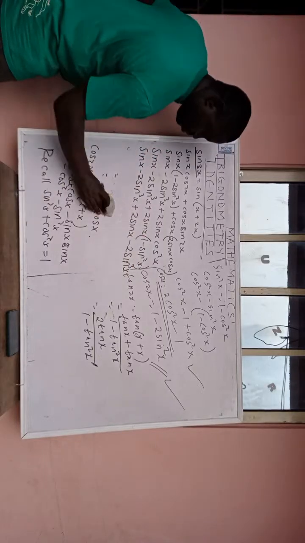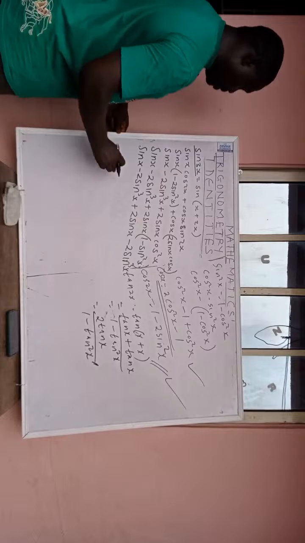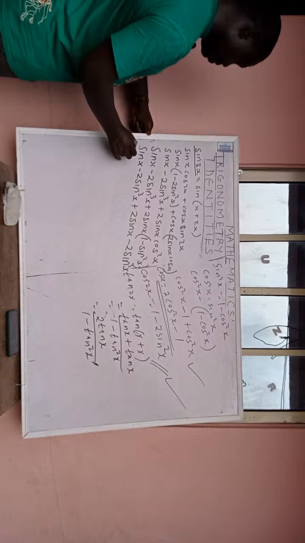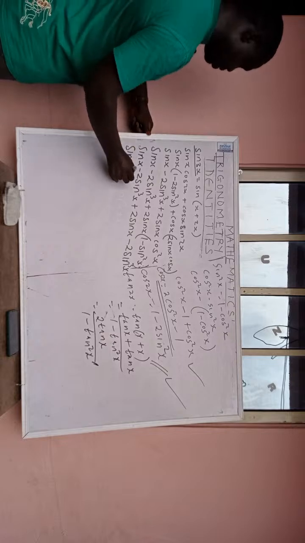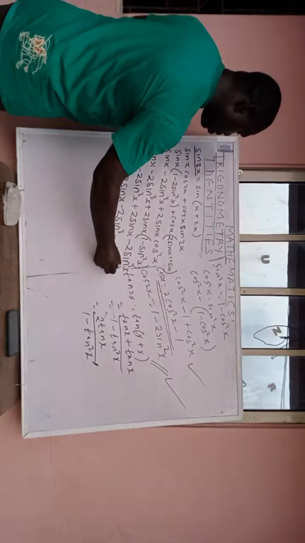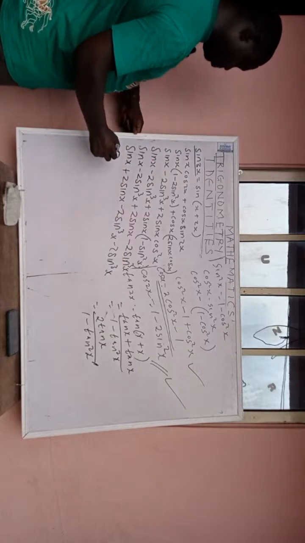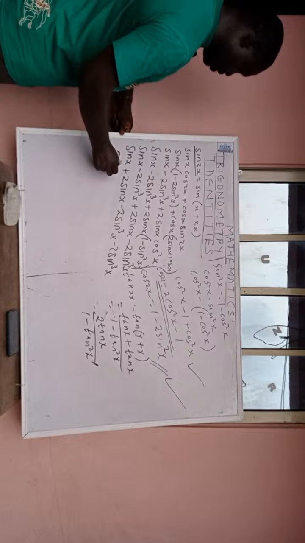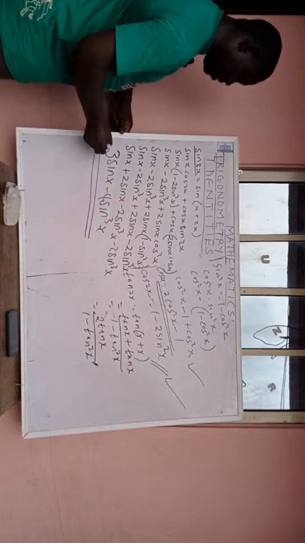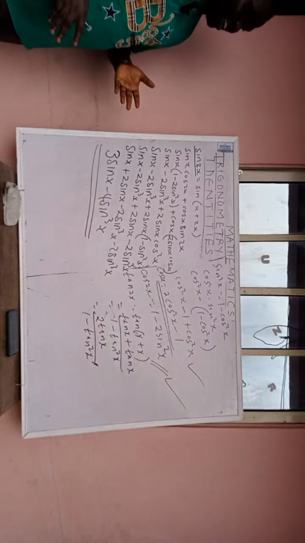So by the time you bring everything together, you have this plus this. So this will give you 3 sine x minus 4 sine cube x. So for our friends online, you can do the rest.